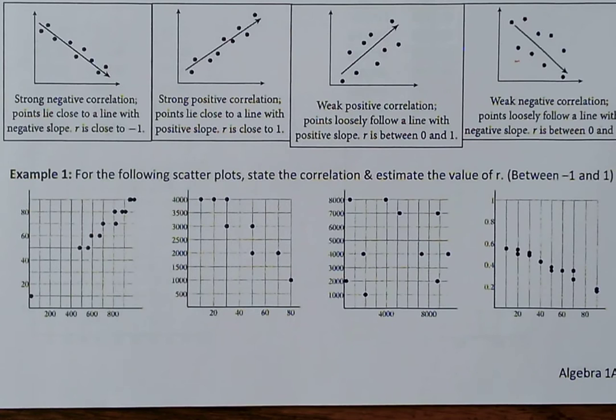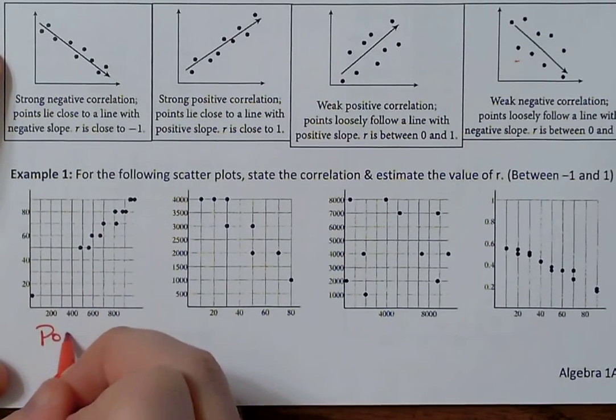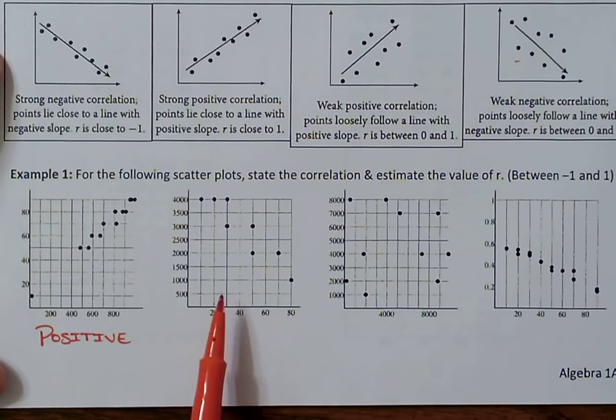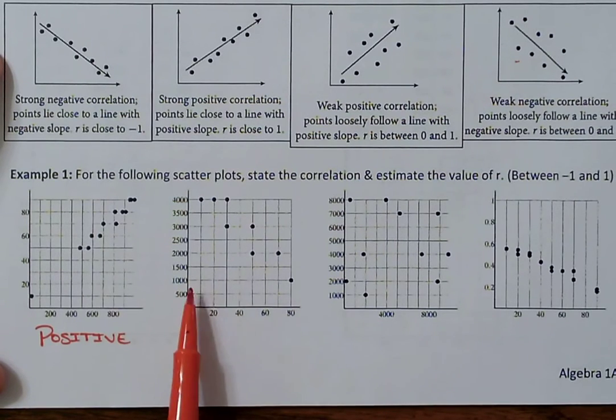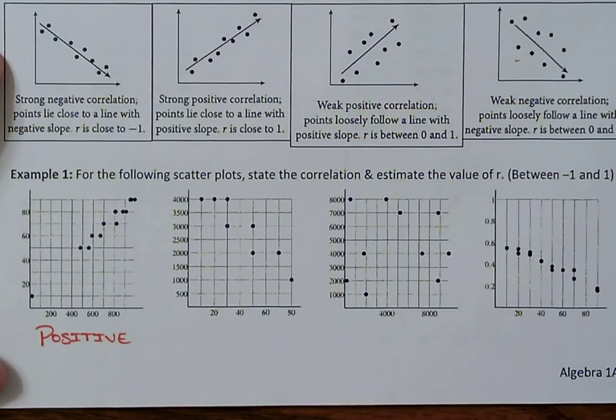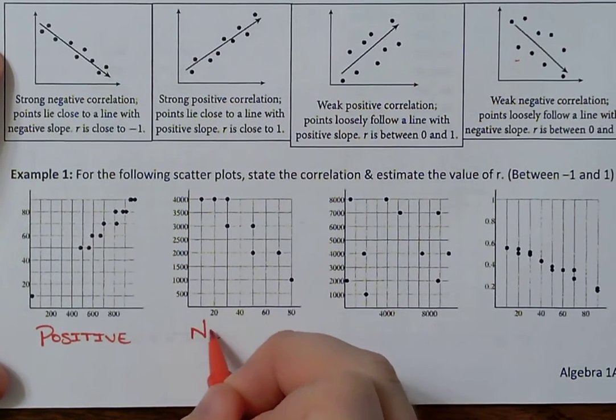So is it positive, negative, or no correlation? If we look at our first one, okay, looking at the graph from left to right, is this a positive correlation? It is, because going left to right, it goes up. So this is a positive correlation. If we look at our second graph, going from left to right, does this graph go up, down, or is there no pattern? The graph in general is going down, so this is a negative correlation.